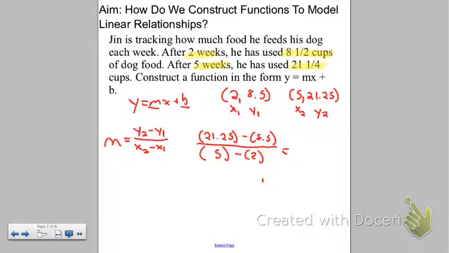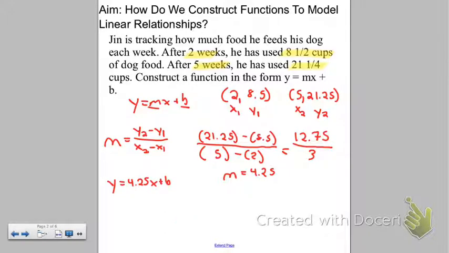21.25 minus 8.5 is equal to 12.75, and 5 minus 2 is equal to 3. Since this is a real life situation, I'm going to divide out my slope and have it be a decimal. So my slope is 4.25. So now I have my equation. Y equals 4.25x plus b.